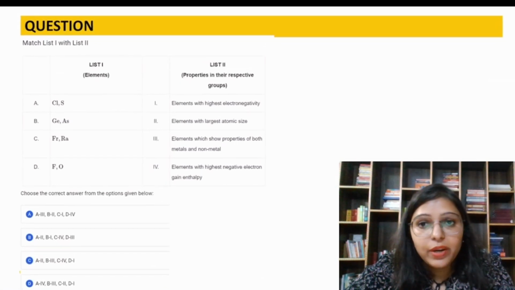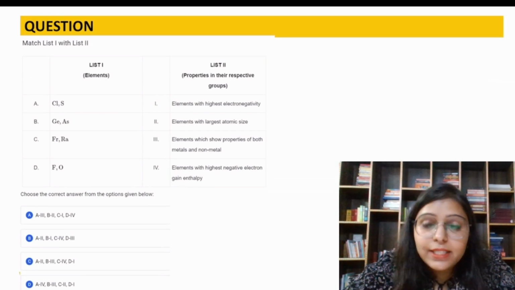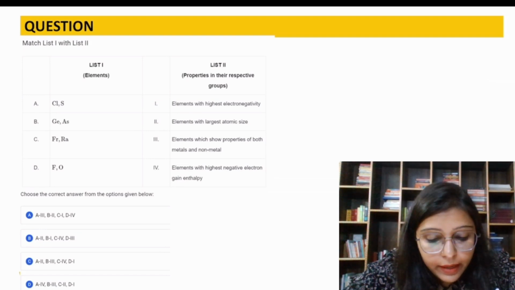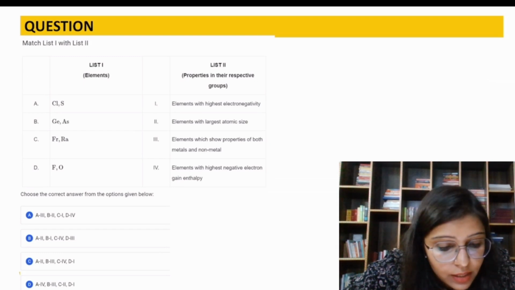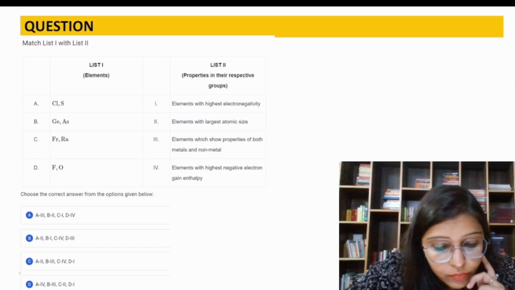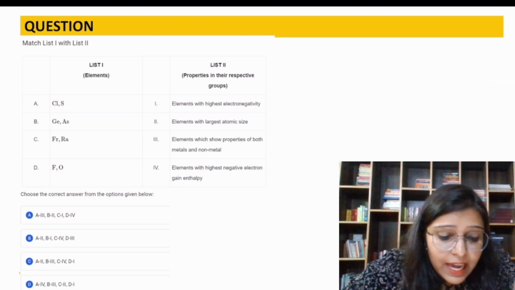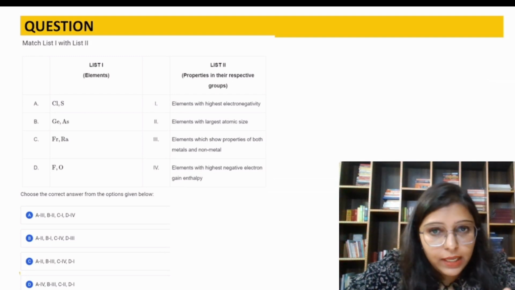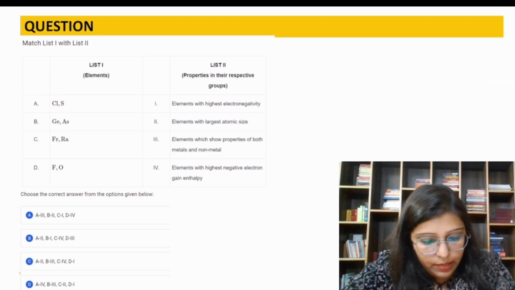So again, match list 1 with list 2. List 1: A, chlorine and sulfur; B, germanium and arsenic; C, francium and radium; and D, fluorine and oxygen. List 2 is properties in their respective groups. The options are: elements with highest electronegativity, elements with largest atomic size, elements which show properties of both metals and non-metals, and elements with highest negative electron gain enthalpy.